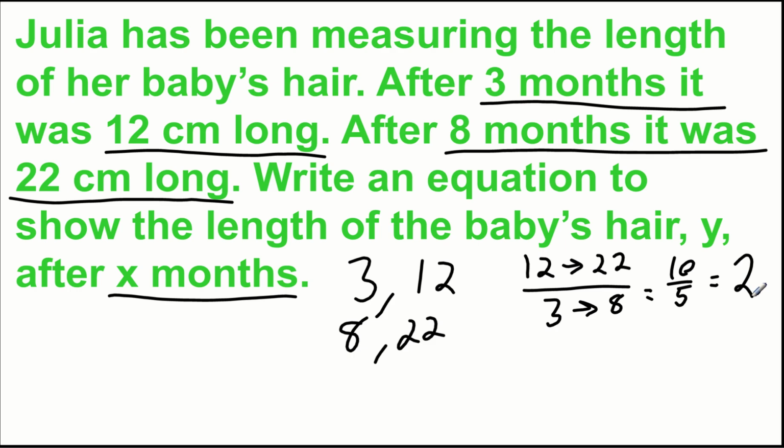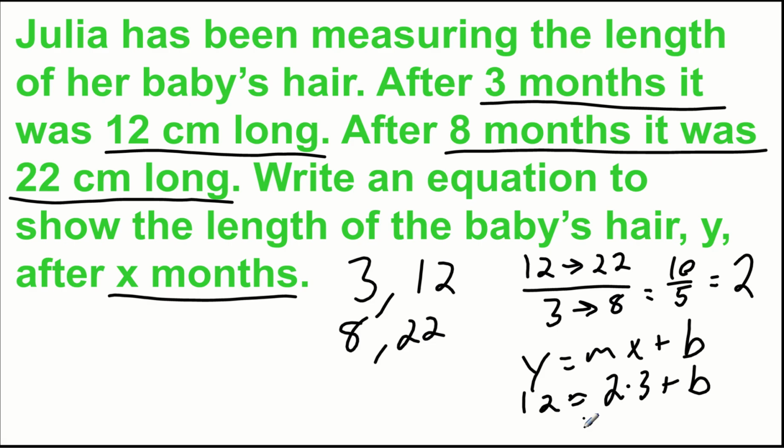Y-intercept, we plug into y equals mx plus b. I'll use the first point, just got lower numbers. So we got 12 equals 2 times 3 plus b. Well, 2 times 3 is 6. 12 minus 6 is 6. So we write the equation. We got y equals 2x plus 6.